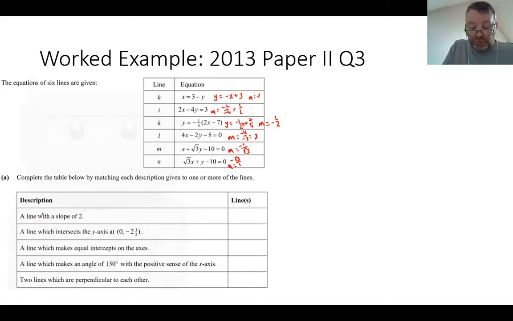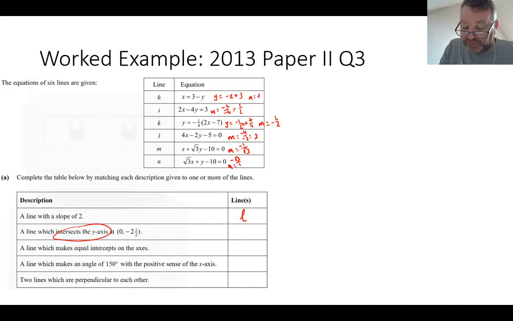Okay, so which line has a slope of 2? So when we read down, we see there's only one with a slope of 2, and that's the line L. Next one, a line which will intersect the y-axis at 0, minus 2.5. Now keep in mind, if you're intersecting the y-axis, that means that you can remove x out of the equation altogether. So we're looking for the equation that when you remove x gives y a value of minus 2.5.